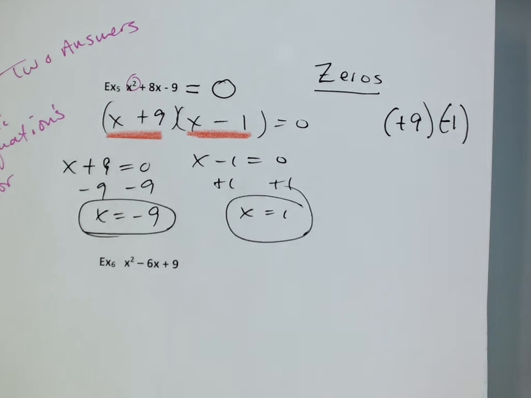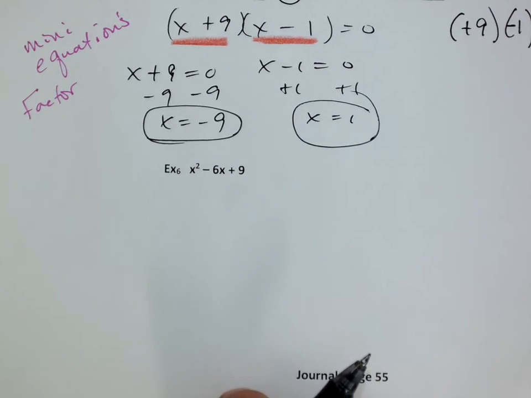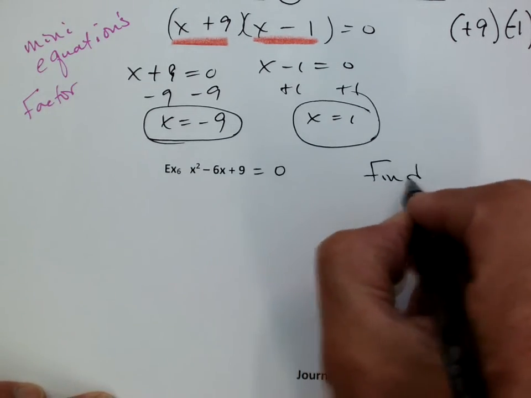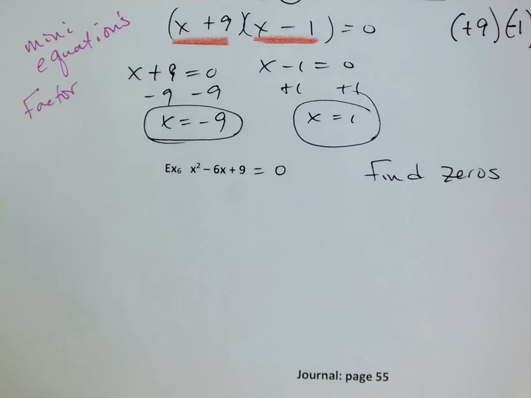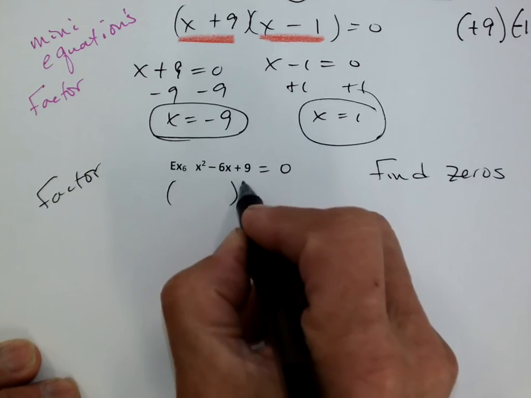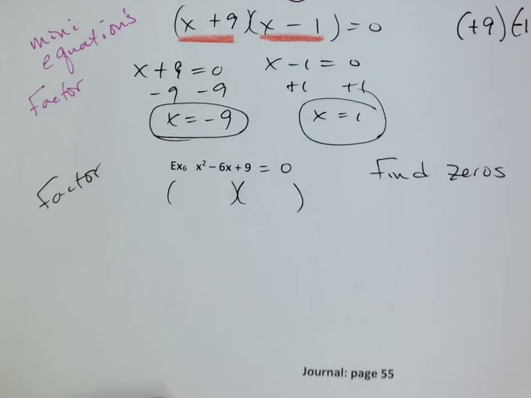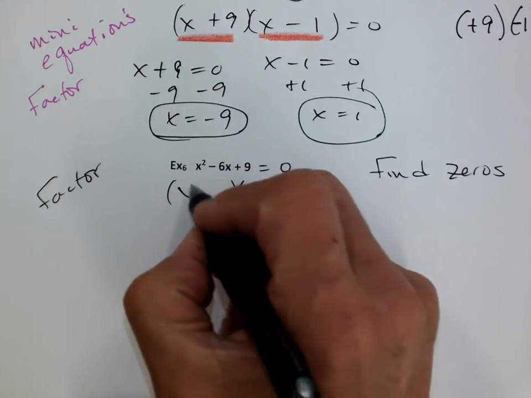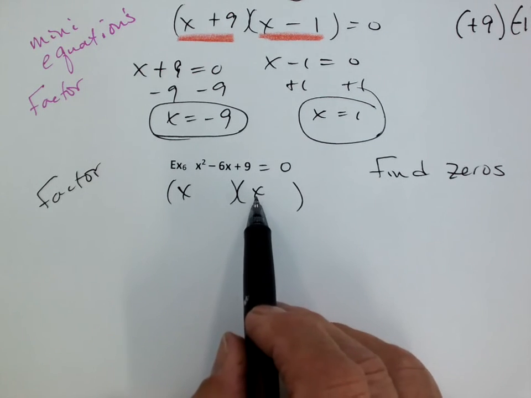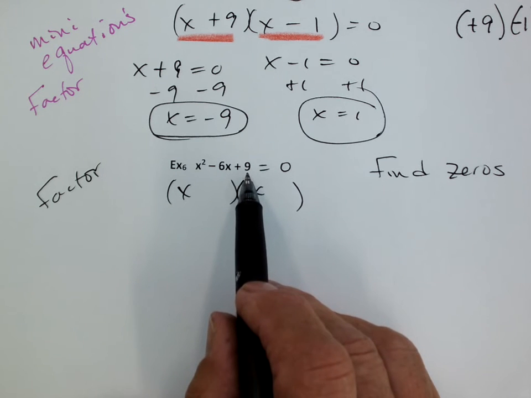Okay, last but not least, let's look for zeros. Set it equal to 0, and let's find zeros, okay? So to find zeros, we need mini equations. To get mini equations, we need to factor. X times x, because x times x makes x squared, and then 3 and 3.